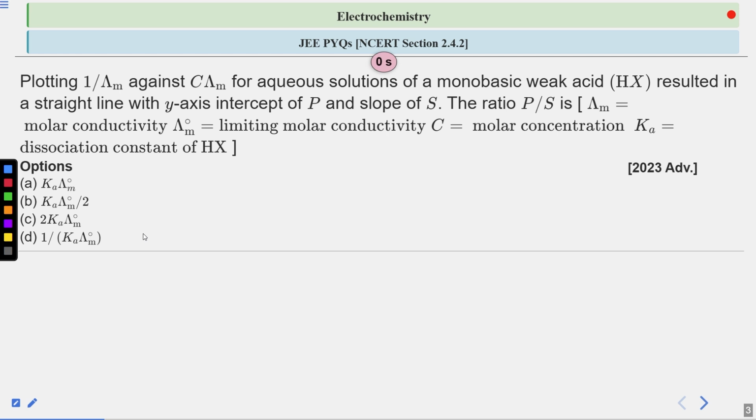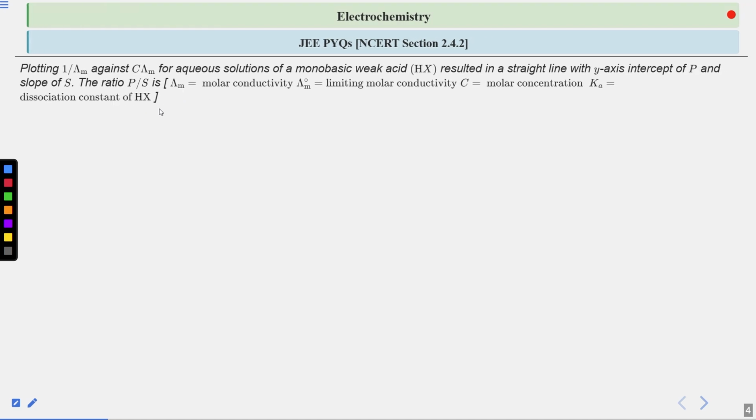Okay, so now let's see the correct answer. For this given question, the correct answer is option A, that is Ka times lambda m naught. Now let's see how this is the correct answer, that is, how the ratio P by S, or the intercept by the slope, is equal to Ka times lambda naught m.